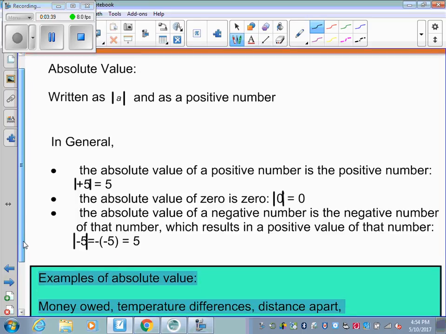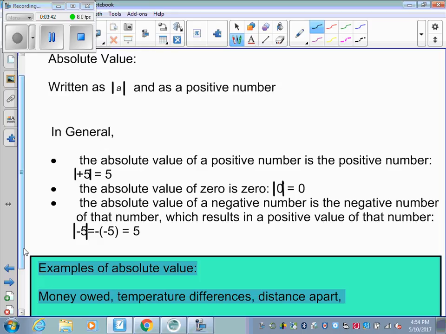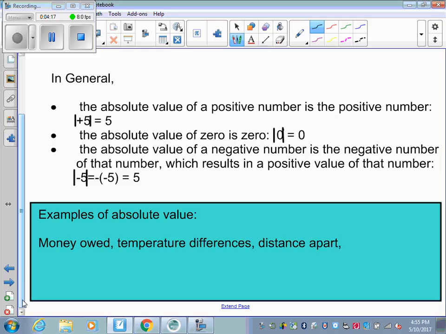So I've already mentioned a little bit about how absolute value is written. We use those two little symbols, the lines going down, to represent that I want to take the positive value of whatever is inside those brackets. So as a summary, if you're already a positive number, the absolute value stays positive. The absolute value of 0 is still 0. And the absolute value of a negative number is the negative of the negative. So two negatives, like in English, a double negative makes a positive. Where do we see this in real life? Like I talked about, money owed, temperature differences, and distance apart.